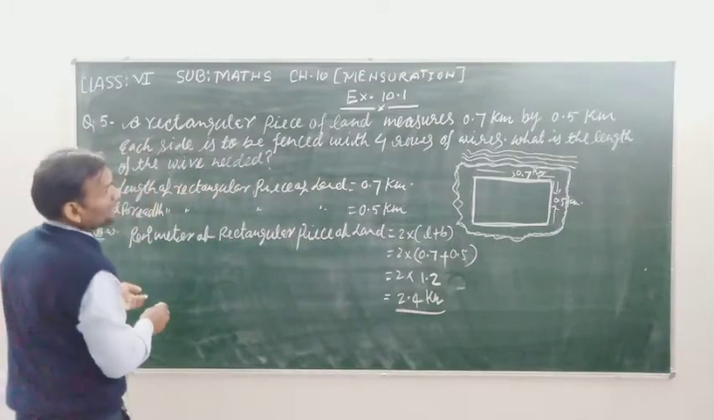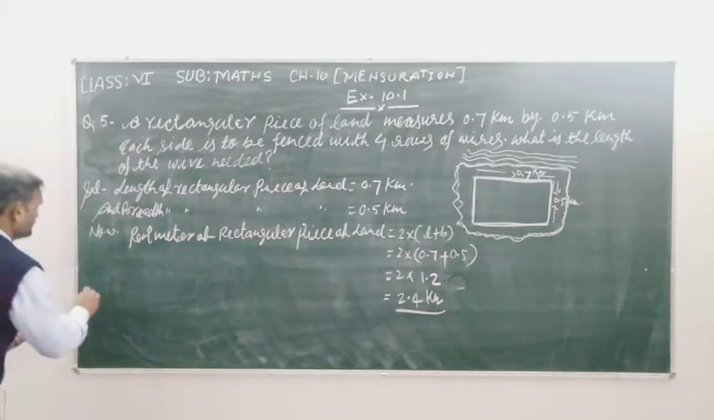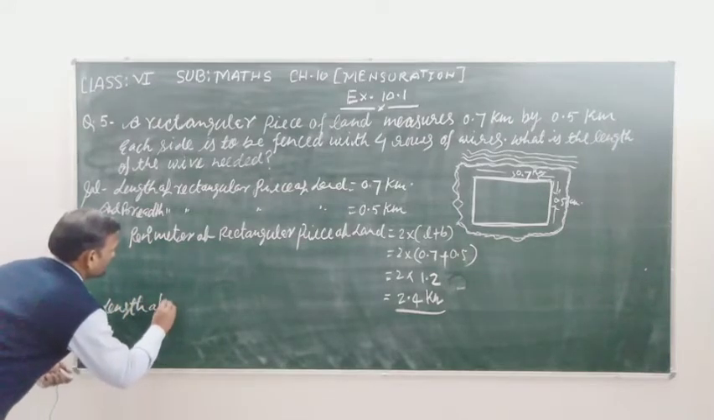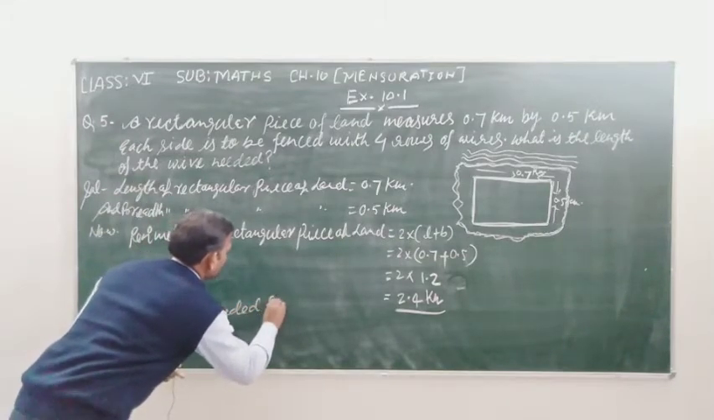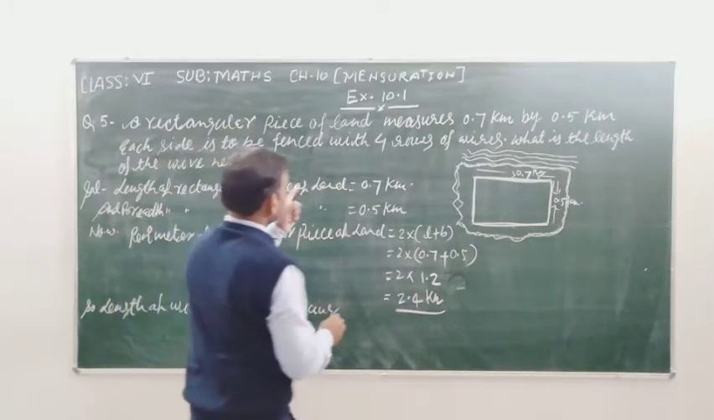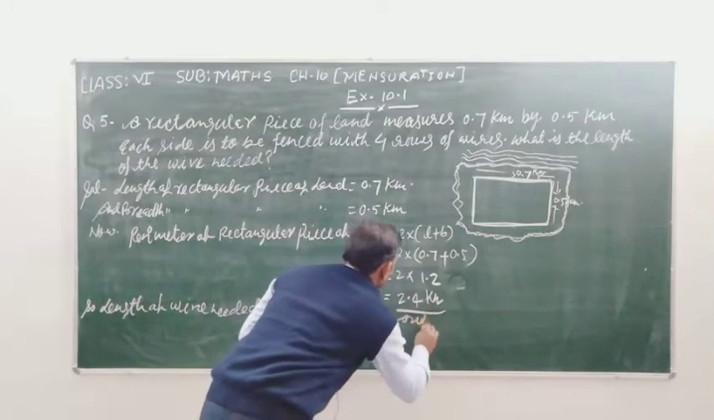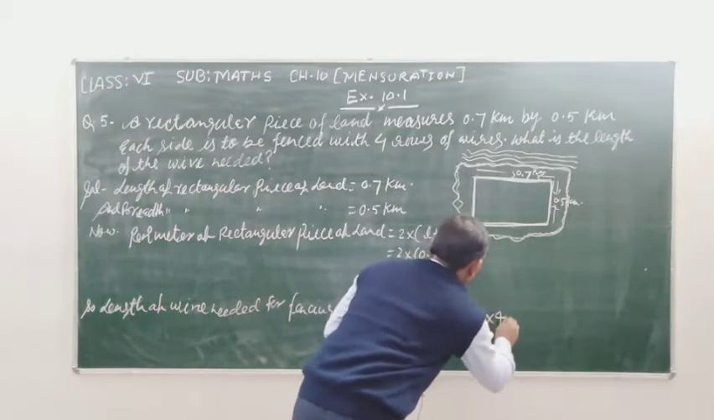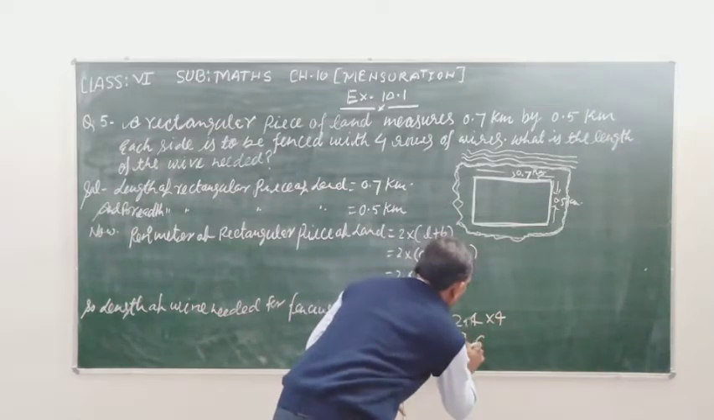So length of wire needed for fencing with 4 rows is equal to 2.4 into 4. 4 fours are 16, 4 twos are 8 and 1 makes 9.